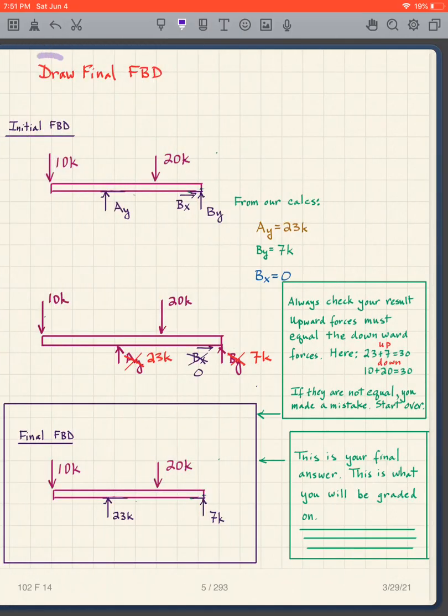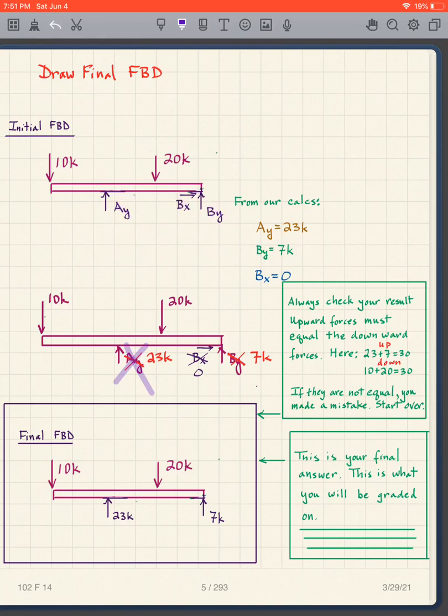I'm going to draw the final free body diagram. So my initial free body diagram, remember, looks like this. Now I'm just going to take the numbers that I solved for. Ay is 23 kips. I simply cross out the Ay, and I write 23 kips. The By is 7 kips, so I cross out the By, and I write 7 kips. Bx is 0. I cross that off as 0, so I don't need to show an arrow there.